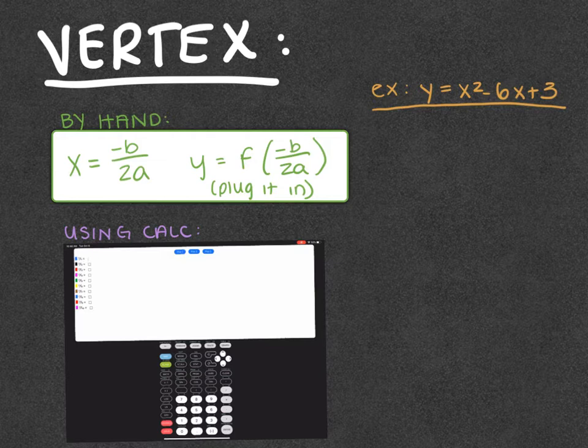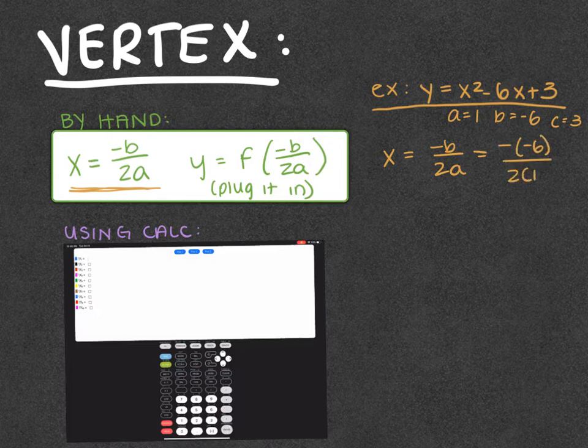By hand, we have a formula, x equals -b/2a, which is how we find the x value of our vertex. If we look at this equation, we have a is 1, b is -6, and c is 3. I'm just going to plug into the formula, and we get 6/(2 times 1), which simplifies to 6/2, which equals 3. So the x value of our vertex is 3.